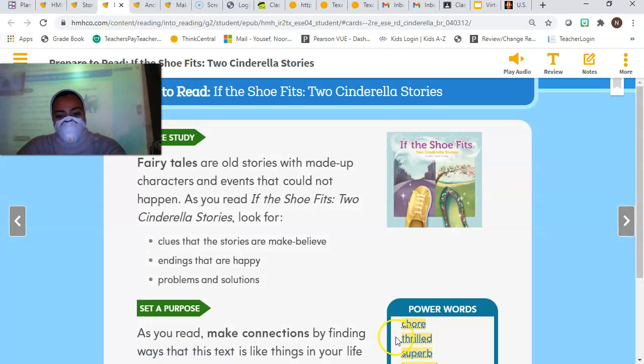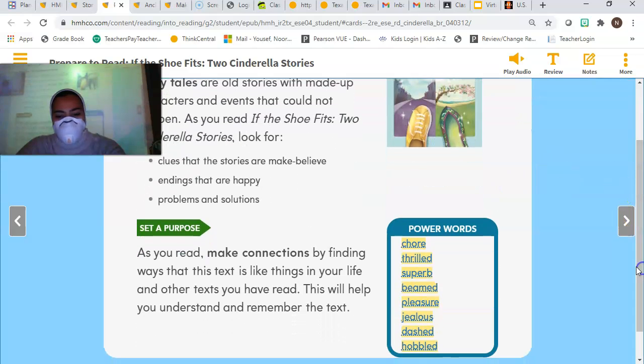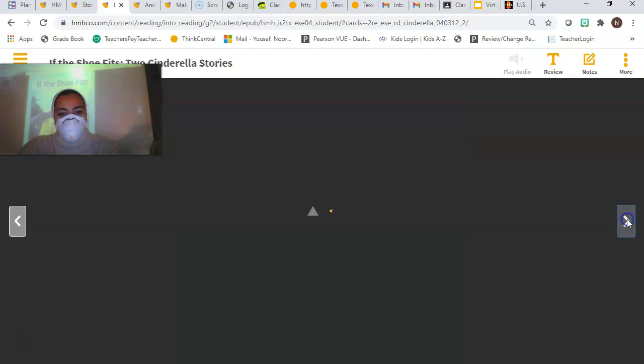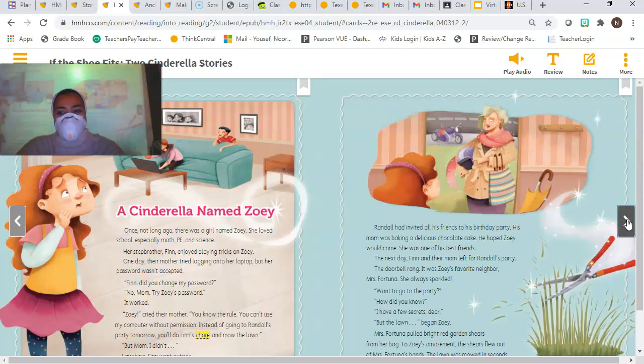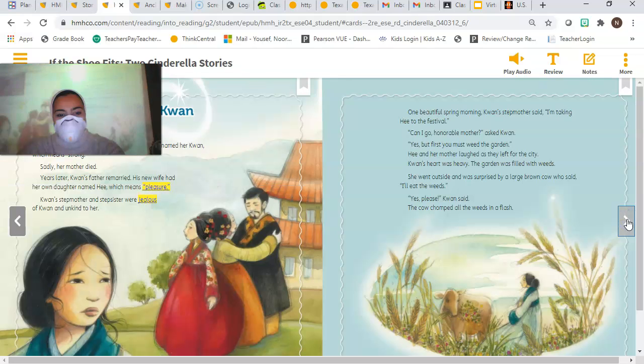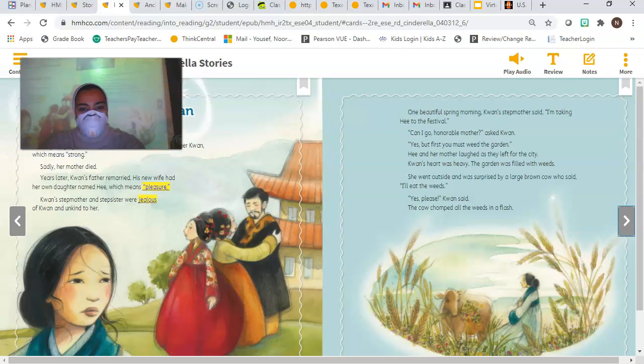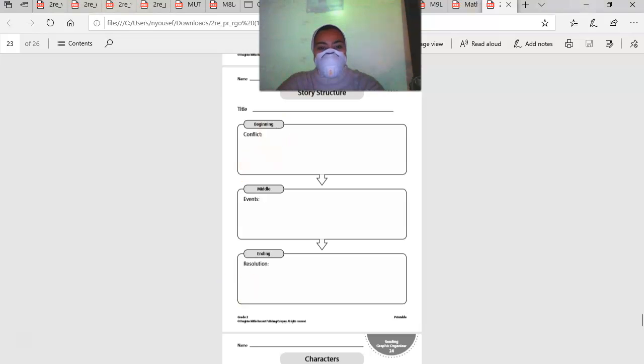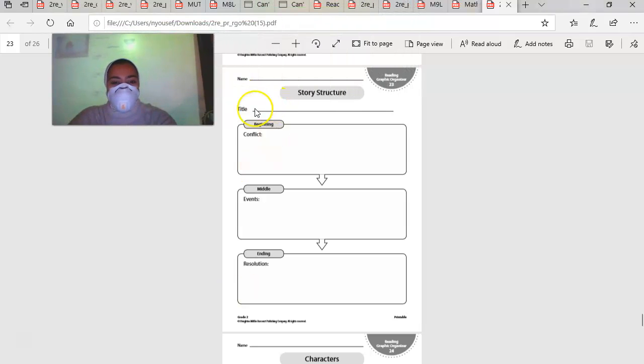Okay. So now, going back here, you have a choice. You can either do If the Shoe Fits. You can do A Cinderella Named Zoe. Or you can do A Cinderella Named Quan. You should have your books open. Miss Youssef, what am I going to do? You're going to fill out this graphic organizer. So if you want to do A Cinderella Named Zoe, over here where it says title, you're going to write A Cinderella Named Zoe. If you want to do the other one, you're going to write the title of the other one here. You're going to write the conflict. What's the problem in the story?